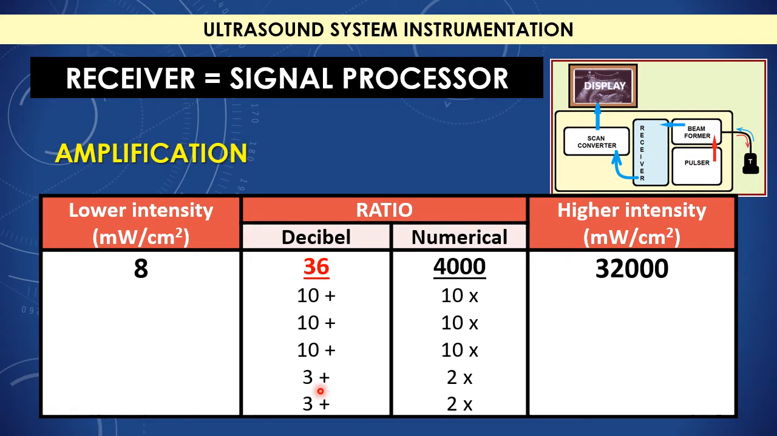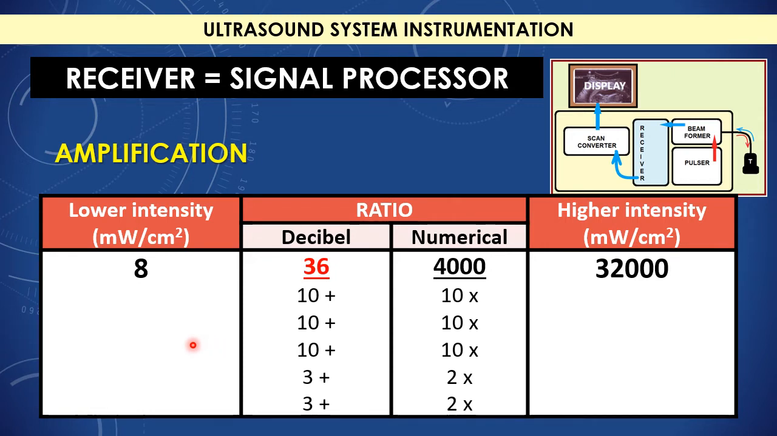What happens here? Plus 10 is equivalent to times 10. Plus 10 is equivalent to times 10. Plus 10 is equivalent to times 10. Plus 3 is equivalent to times 2. Plus 3 is equivalent to times 2. Again, we knew this, that these are the two values of the decibels that we are dealing with in the exams.